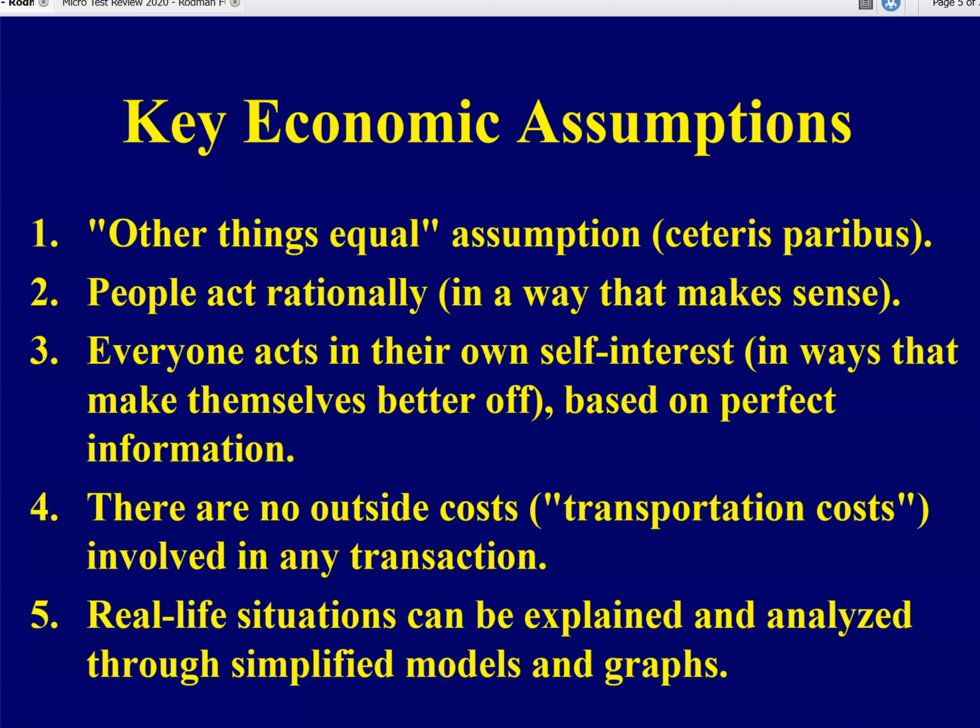And lastly, a big assumption here, we're assuming that we can explain a lot of real life situations, whether that's in micro or in macro, through simplified models and graphs. Those key graphs that we look at, the 42 in micro, the 37 in macro, these are real life simplifications of different transactions and choices that are taking place. So we have to make those assumptions in order to better understand how and why people do the things that they do.